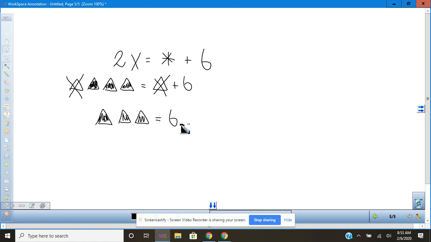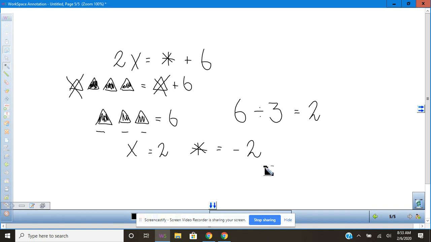equals 6. So in my calculator or in my head, I can take 6 divided by the 3 pawns, and that's going to equal 2. We know that x equals 2 because that's what we have left here. These are the x's, they are the shaded ones. And then we'll know that star is the opposite. It equals -2. And that's how we solve this problem. So I'm going to give you another example of how to do this.